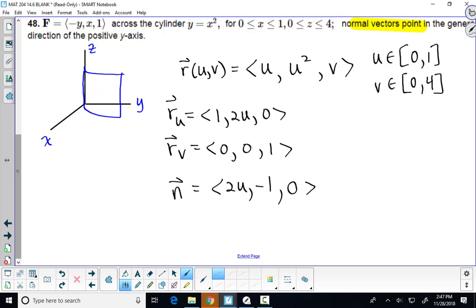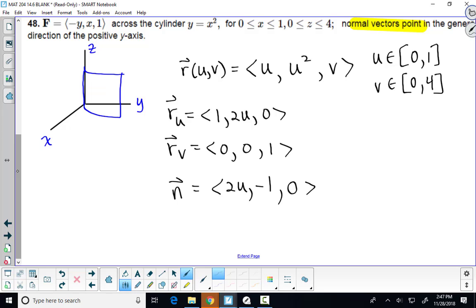That's what we would expect. It's a cylinder. Should have a z equals 0. So now, is this the correct normal vector, or do we need to scale by a factor of -1? The normal vectors point in the general direction of the positive y-axis. So let's see. Do these point in the direction of the positive y-axis? That looks pretty negative.